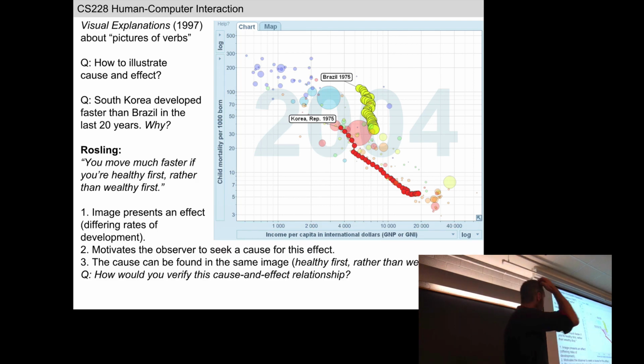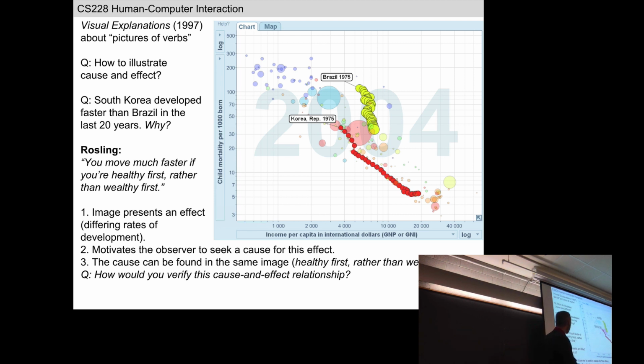So he mentioned you move much faster. There's a metaphor right there. You move much faster if you're healthy first rather than wealthy first. So the red line is moving faster than the yellow line, right? You can just see that. But the question then is why, right? Well, now we're trying to get into cause and effect.